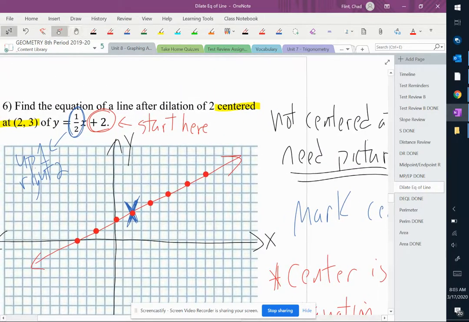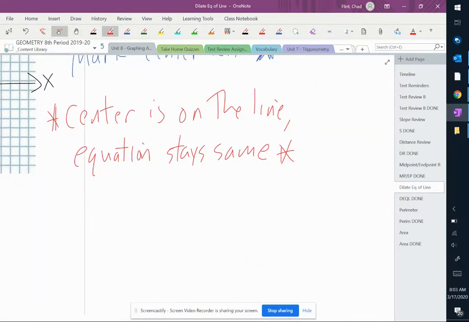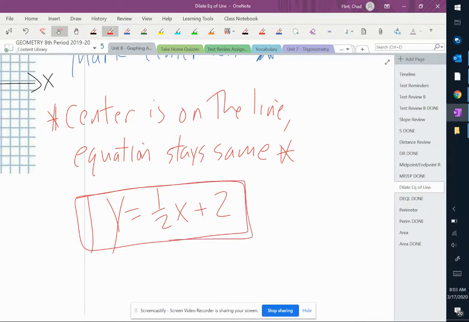So the original equation here is y equals 1/2 x plus 2, which means the new equation is y equals 1/2 x plus 2. Look out for these problems. They're very common. And it's tempting to not pick the answer that's the exact same as the one you start with. So the big thing is if the center is on the line, the equation has to stay the same.